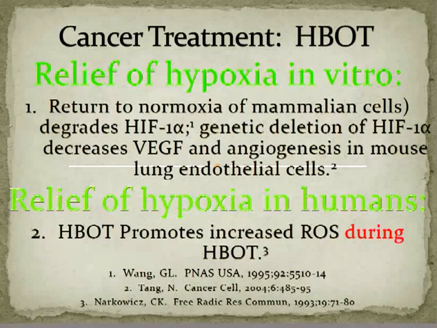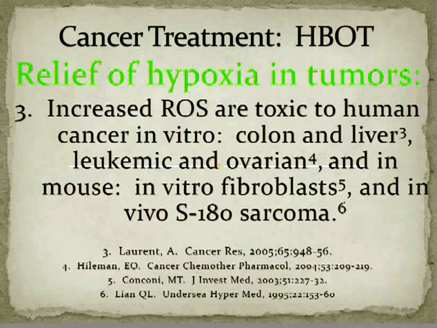If we look in vitro, just a simple return to normoxia of mammalian cells, you turn off HIF-1 alpha. In animal studies where you can genetically delete HIF-1 alpha, you decrease the vascular endothelial growth factor, which keeps the cycle going with angiogenesis. And this was done in mouse endothelial cells. In humans, hyperbaric oxygen promotes increased reactive oxygen species during hyperbaric oxygen and shortly thereafter. Well, we know that increased reactive oxygen species are toxic to cancer cells in vitro. It's been shown in colon and liver, leukemic and ovarian, and in mice, in fibroblastic cancers, and S180 sarcoma cells.